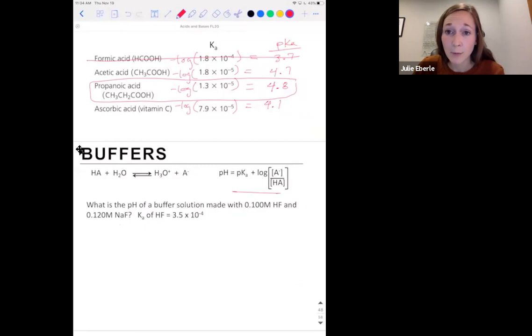Here is the way I will pose buffer questions. I mean, I'm just telling you right off the bat, you'll see one of these on the exam. What is the pH of a buffer solution made with 0.1 molar HF and 0.12 molar NaF?